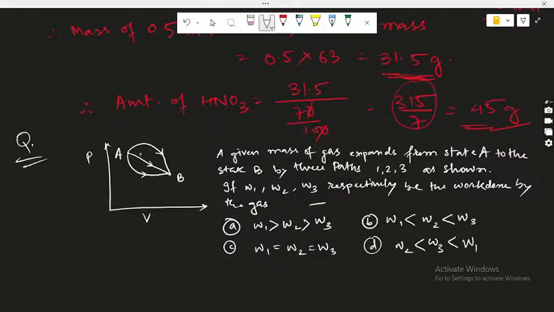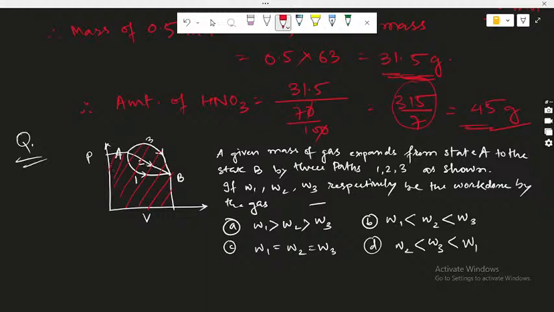Okay, so here these are the three paths. This is 1, this is 2, this is 3. Now we have to find which path will give us maximum work done. So work done is calculated by the area under the graph. Under the graph, this is curve 3, curve 2, curve 1. Under curve 3 we have the maximum area. You can check, this is the area under graph number 3.